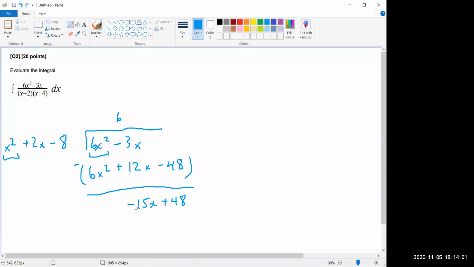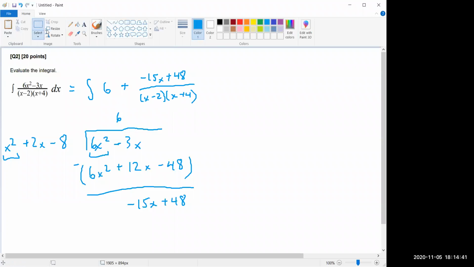Okay, so at this point, you see that the remainder has a degree of 1. The power here is 1, which is a degree less than the divisor. So you can actually stop here. You're done with long division. So we can rewrite our integral as the quotient plus the remainder over our divisor, which was x minus 2 times x plus 4.